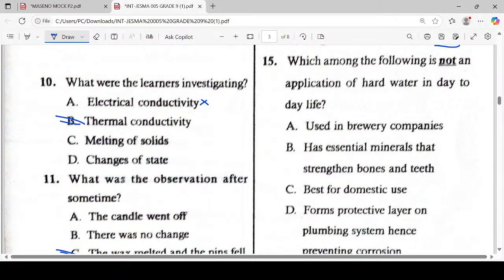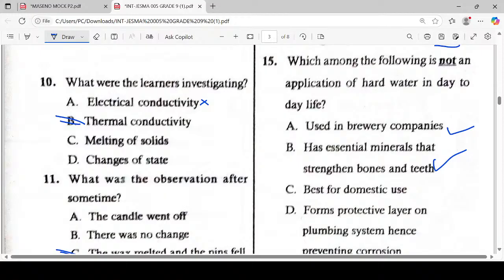Question number 15. Which among the following is not an application of hard water in day-to-day life? Used in brewery companies. Yes, some hard water is used to add some taste in things like beer. So this one is a use. Has essential minerals that strengthen bones. Yes.